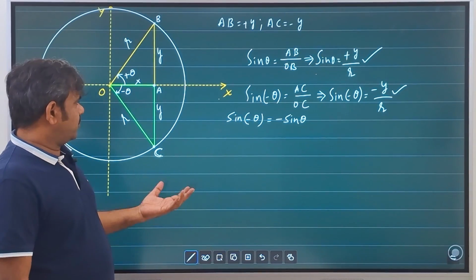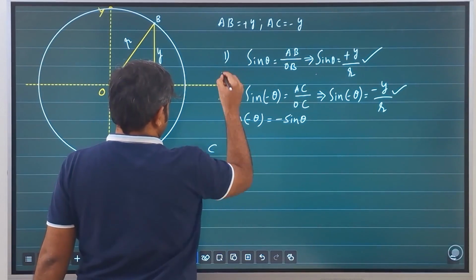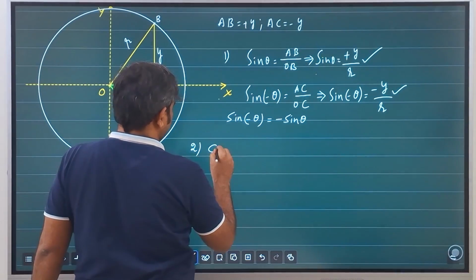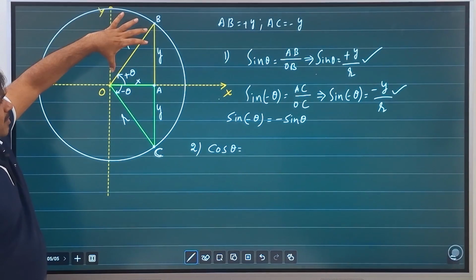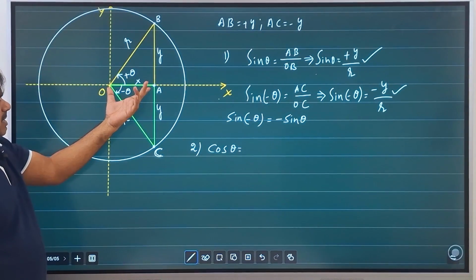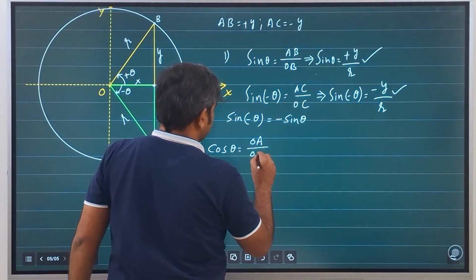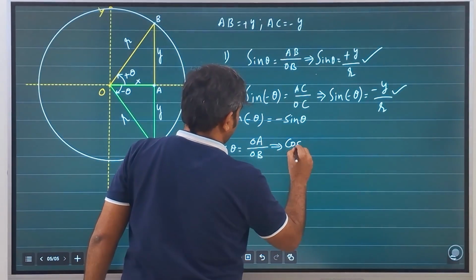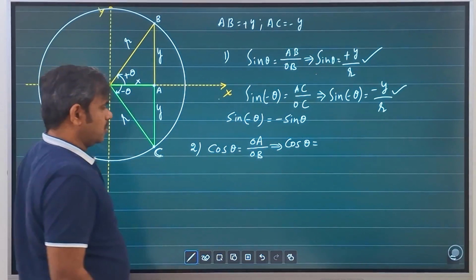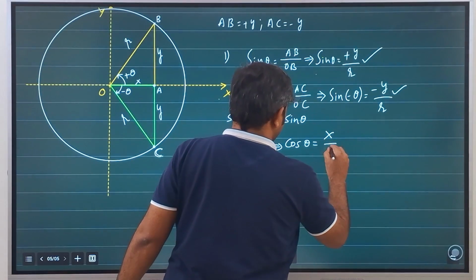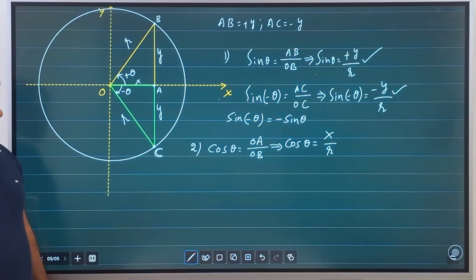Let's look at it for cos theta also in the similar way. Look at cos theta. In the figure, cos theta is equal to adjacent side divided by hypotenuse. Adjacent side is OA. Hypotenuse is OB. OA is positive. This is on positive x-axis. So OA is equal to plus x. Hypotenuse is equal to r. So cos theta is equal to x divided by r.